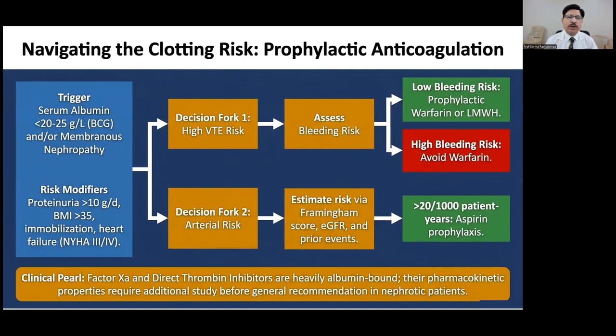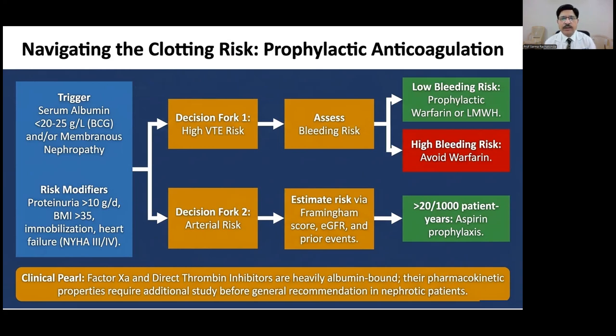Albumin less than 20-25 grams per liter and membranous nephropathy. That is the condition. Risk modifiers, proteinuria more than 10 grams, BMI more than 35, immobilization, heart failure, you have to anticoagulate. Where do you anticoagulate? Higher proteinuria, higher BMI, immobilized patient, already heart failure. Heart failure itself deserves anticoagulants. Immobilization deserves anticoagulant. So there are decisions 1 and 2.